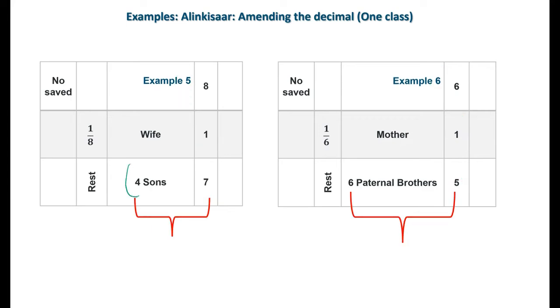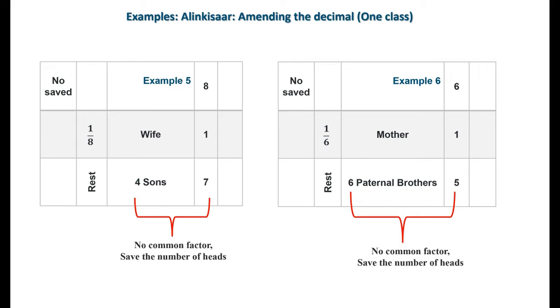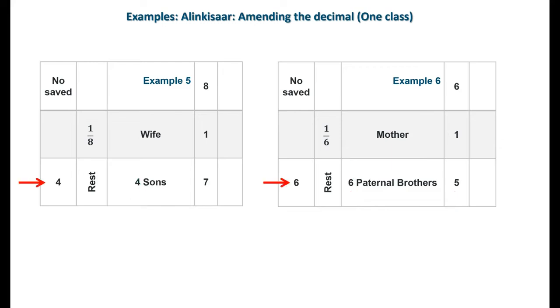In this occasion, we look at the relationship between the number of heads and their share. In both occasions, we look at the number of heads and their share. So here we find out there is no division between these two numbers. The two numbers don't have any common divider, nor do they divide one another. So we end up with no common factor between the two numbers. So in this occasion, we save the number of heads entirely. We save the total number of heads. Here we have 6, and here we have 4. So we save the 4 here, and in example number 6, we save 6.